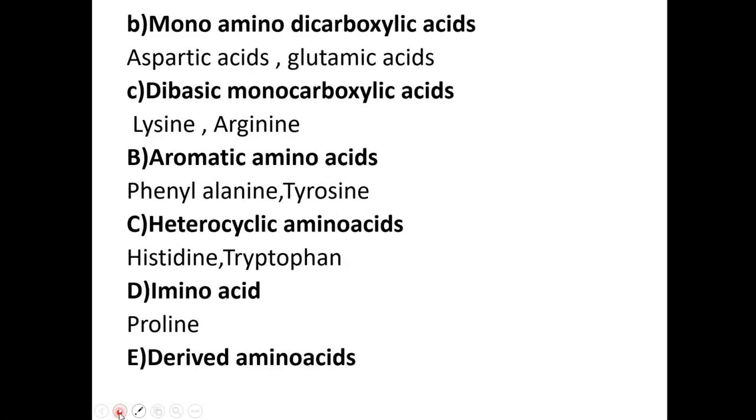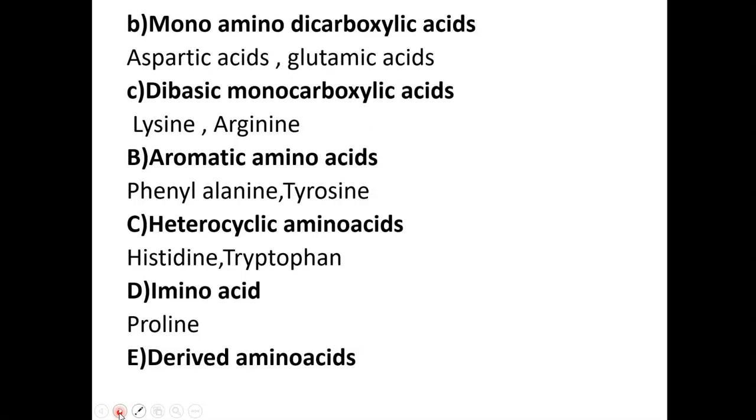Then which is the second type of classification coming under this aliphatic amino acid? It is monoamino dicarboxylic acid. 1 amino group and 2 carboxyl groups. For example, aspartic acid and glutamic acid. The third type of classification, we can call it dibasic or diamino monocarboxylic acid. Example is lysine and arginine. Then, these are the 3 subclassifications coming under aliphatic amino acid.